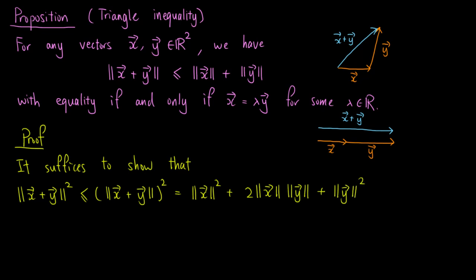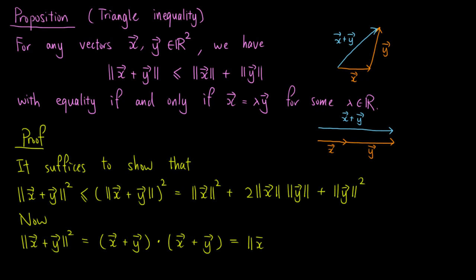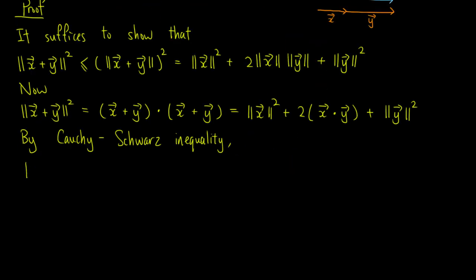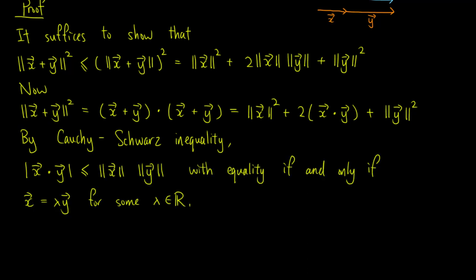Now, the left-hand side, the length of x plus y squared, can be written as x plus y dot itself, which again, by the properties of the dot product, is equal to the length of x squared plus 2 times x dot y plus the length of y squared. By the previous proposition, which is the Cauchy-Schwarz inequality, we get that x dot y is less than or equal to the length of x times the length of y, with equality if and only if x equals lambda times y for some real number lambda. This proves the result.